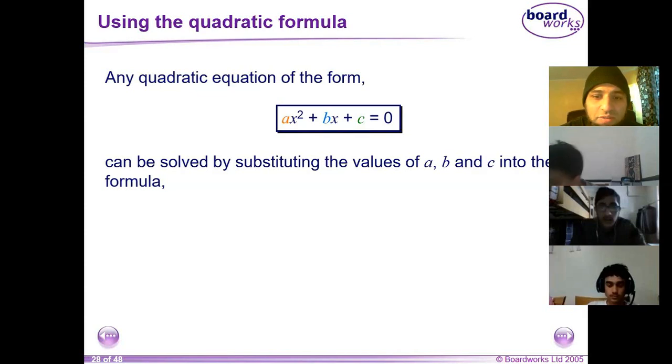So you're just going to write this title down: using the quadratic formula with graphs. Write down this bit over here: any quadratic equation is of the form ax squared plus bx plus c equals 0. And we're going to talk about that.